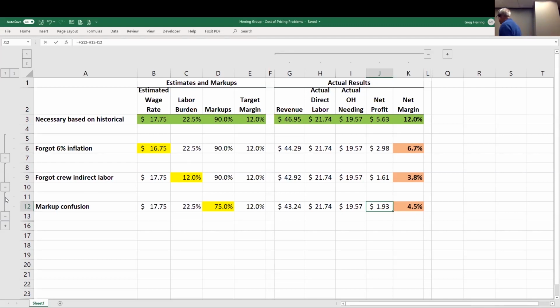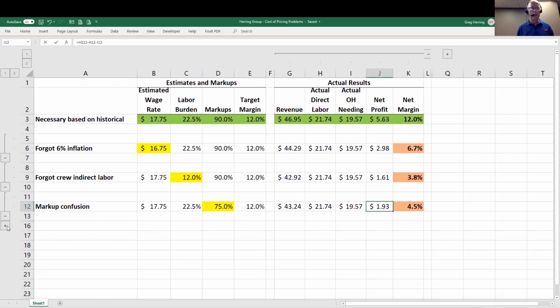So on line 10, we messed up on our markups. Our markup should have been 90%, and it was only 75%. So we lost 7.5 points there, right? Because we still needed to recover 1957 of overhead, and we did. That meant that our markup generated a net margin of 4.5%.